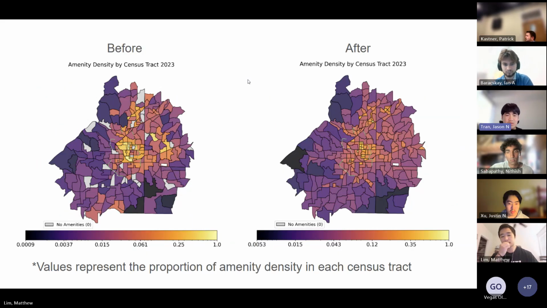And here's a picture of our before and after smoothing. If you look at the graph, those gray areas in the before represent places where there was zero amenity data from OSM. And after our smoothing, we can see that each tract reflects the influence of its surrounding tracts.